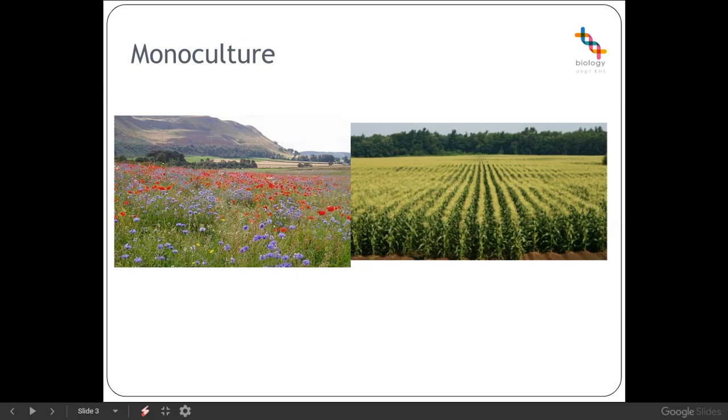However, when we have a monoculture, we've only got one species of crop plant in the area. That means the members of the crop are often genetically identical, as we've just seen through our breeding programs. So weeds, pests and fungal infections have to be tightly controlled to make sure we've got a good yield of our crop.